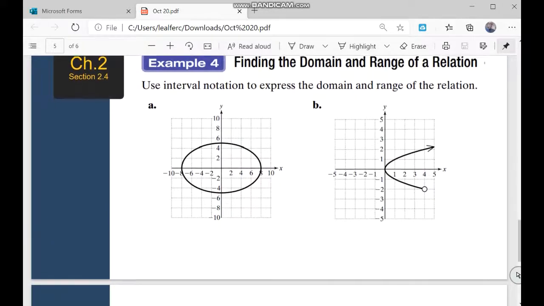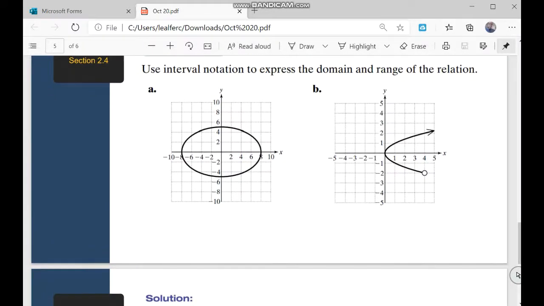See? Finding the domain and range of these relations. Use interval notation. For this, there's not just one point, not a few points, but a whole bunch of points. All these points here between -8 and 8 are in the domain.